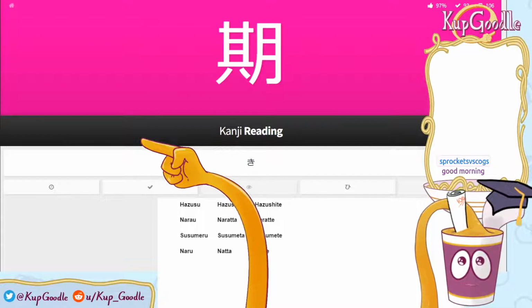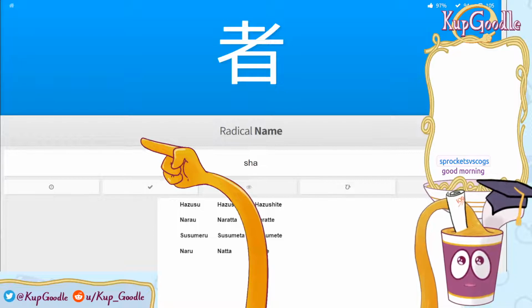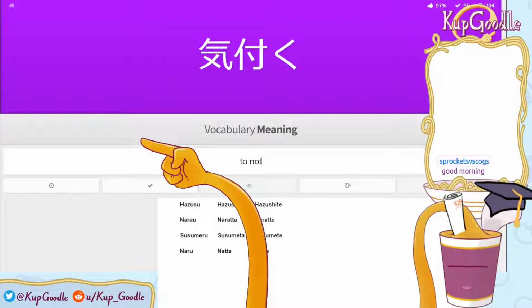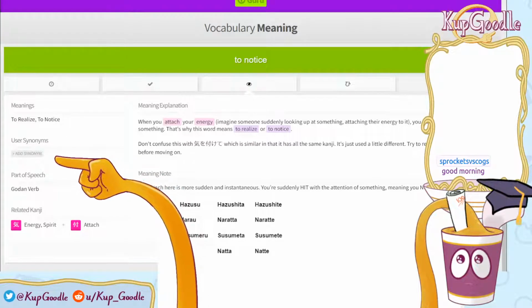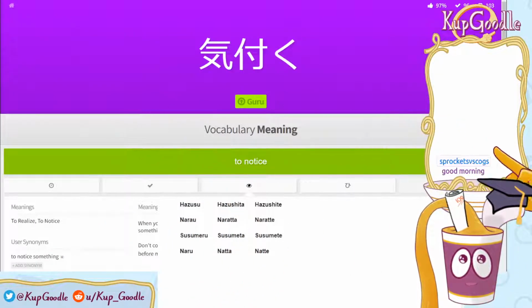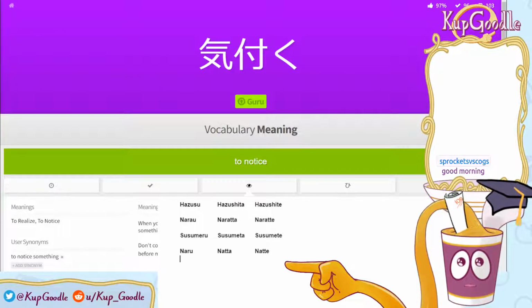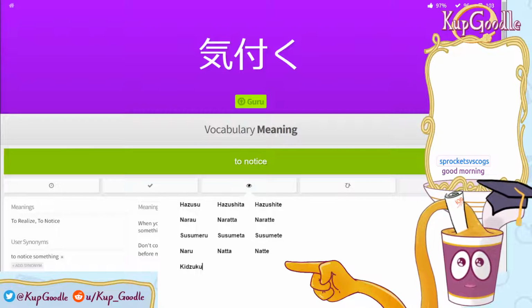Kitsuku is to notice something. To realize, to notice something. Let's use that as a verb practice. Kizuku.